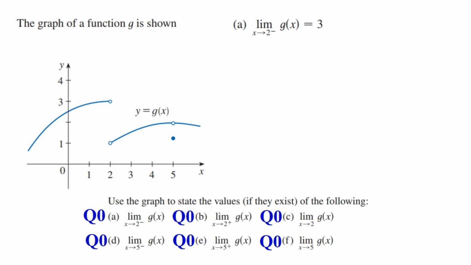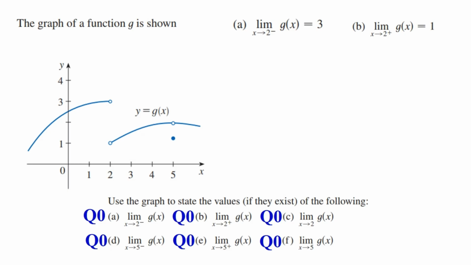As x is tending to 2 from the positive axis, the function is tending toward 1. Which means that the limit of the function g of x as x tends to 2 from the positive axis is 1. So let's proceed to question 0c now.